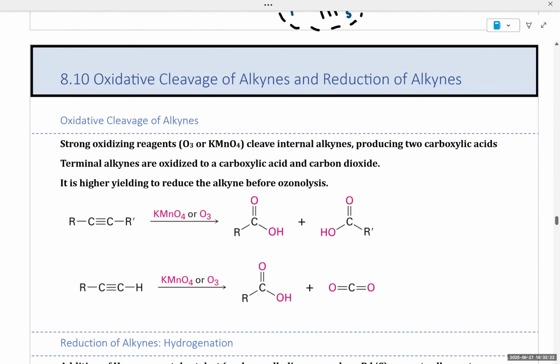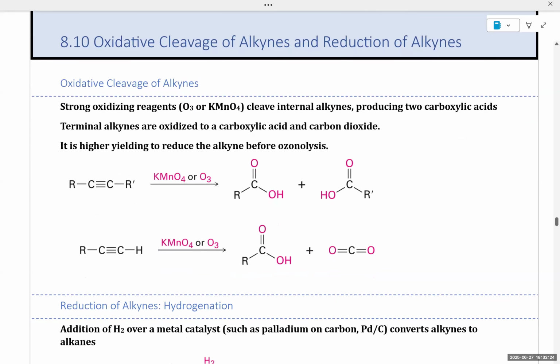Let's talk next about the oxidative cleavage of alkynes and reduction of alkynes. So in terms of oxidative cleavage, strong oxidizing agents such as ozone or potassium permanganate can cleave internal alkynes, producing two carboxylic acids. Terminal alkynes are oxidized to a carboxylic acid and carbon dioxide.